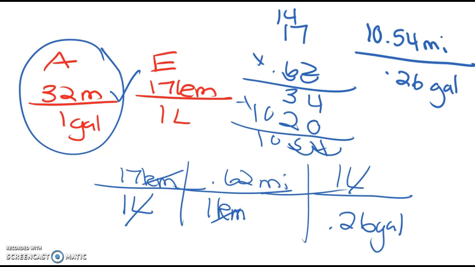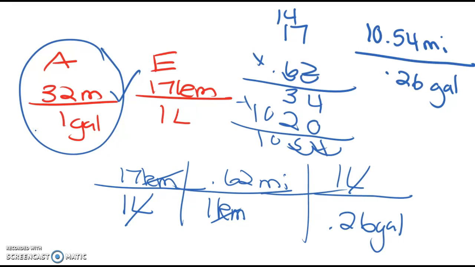Alright, so like I was saying, in order to get this over 1, we need this over 1 so that we can compare it to this 1 gallon over here. So how I'm going to do that is I'm actually going to divide. I'm going to do 10.54 divided by 0.26. Let me do the math. 10.54 divided by 0.26.